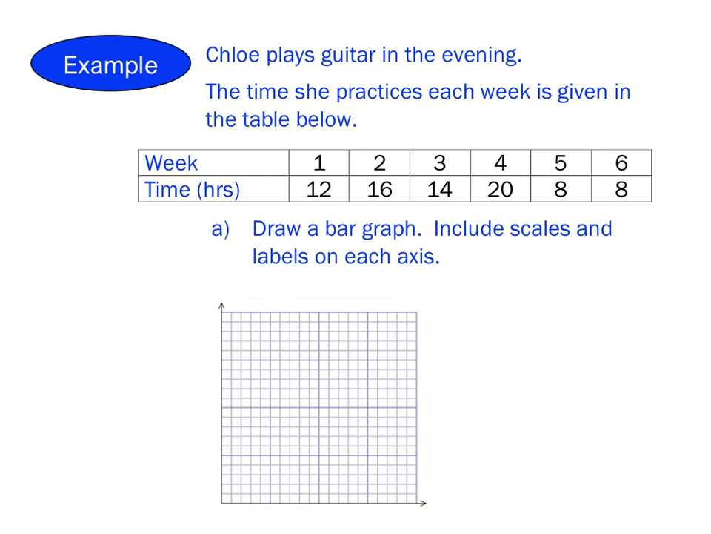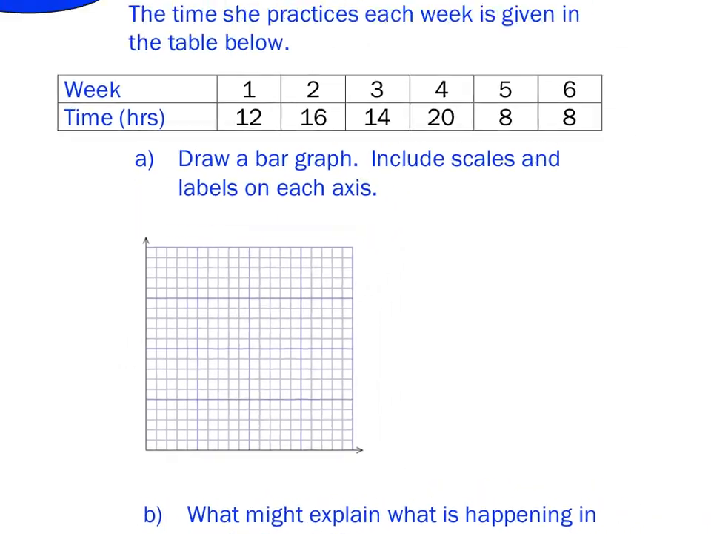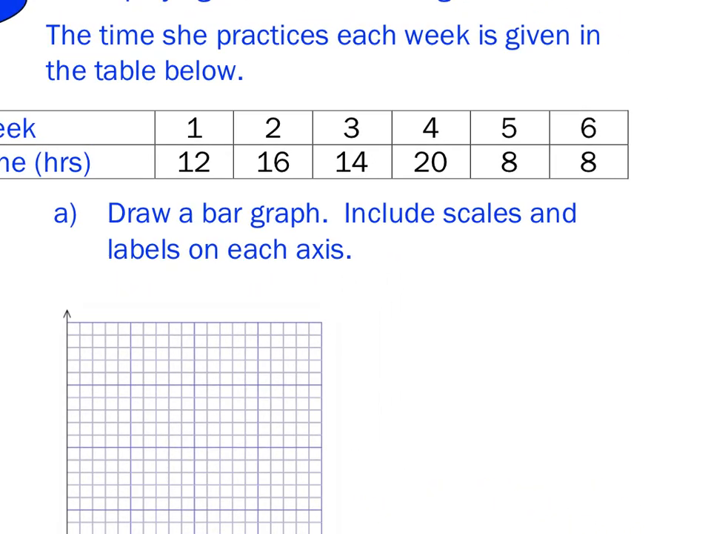Okay, so next example, here we go. Chloe plays guitar in the evening. The time she practices is given in the table below. And we want to draw a bar graph. And we want to include scales and labels on each axis. So each week, it has the number of hours she plays here. So when we make the bar graph, and this is where it's a little trickier, we have to look at how many numbers we have here. It goes up to 6, okay?